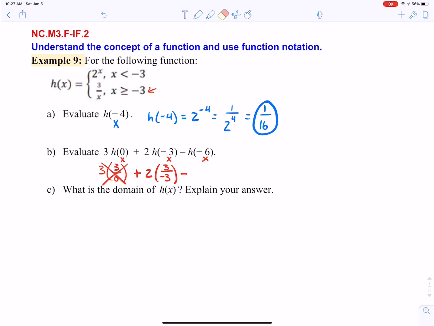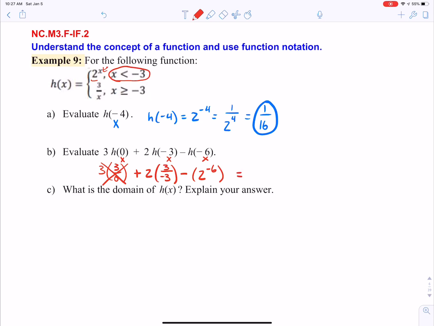So thinking of negative 6. Negative 6 is less than negative 3. So we need to plug it in for this x. So minus, and I'm going to put this in parentheses, 2 to the negative 6th power. And then we're just going to clean all that up.